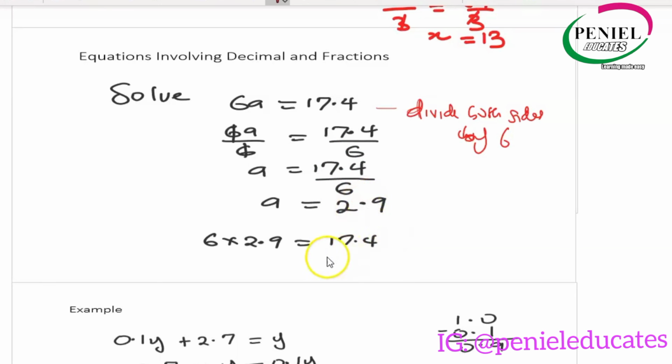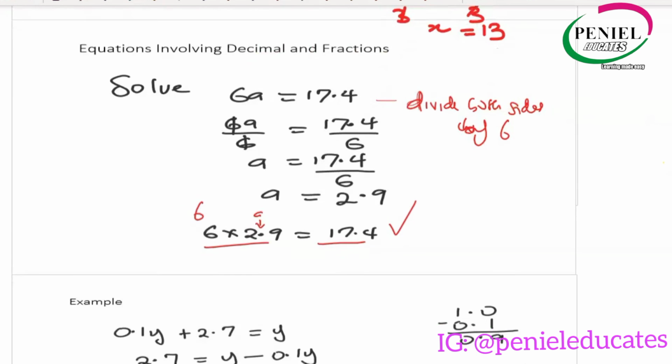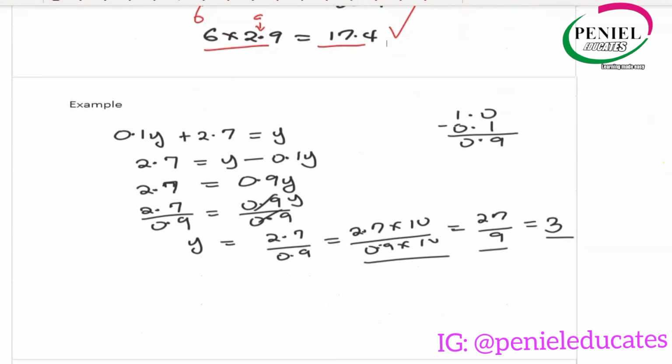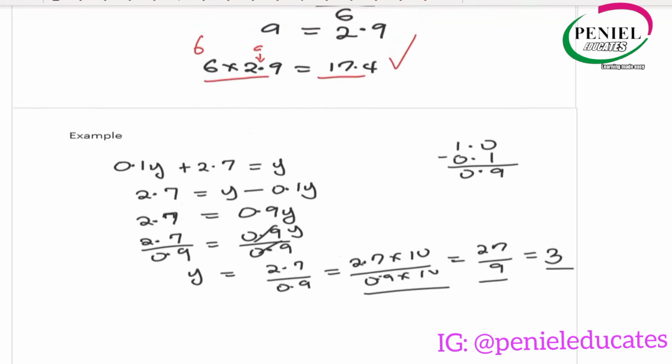All right. So if you want to confirm 6a, if it's equal to 17.4, you can actually put it in the equation. This is 6. This is a. So 6 multiplied by this is going to give you 17.4. This is just to confirm your answer. All right. So let's look at other examples involving fractions.